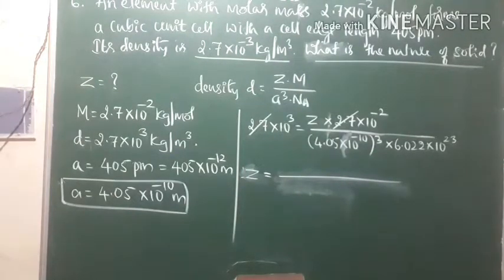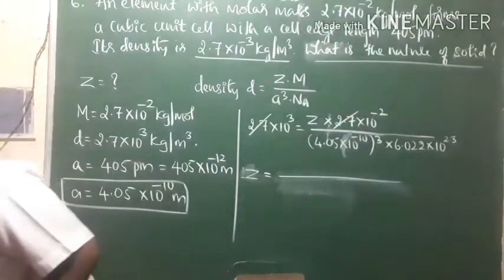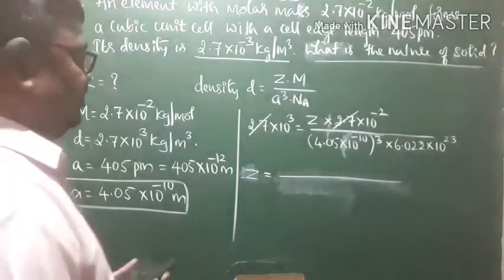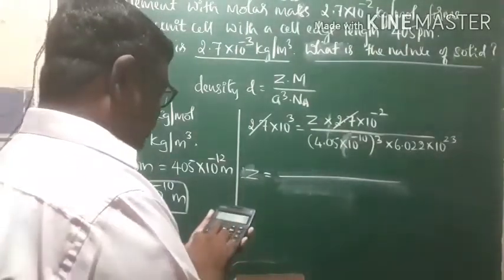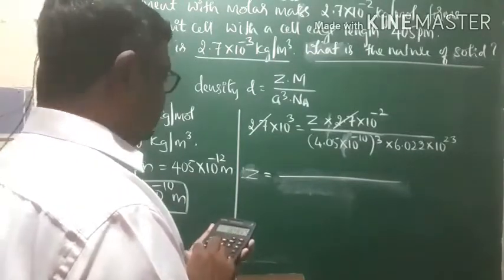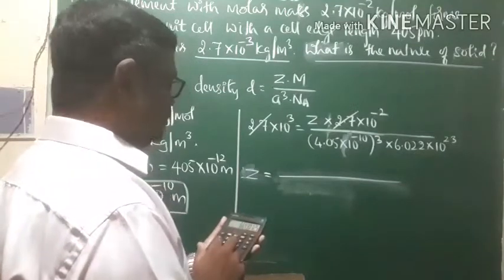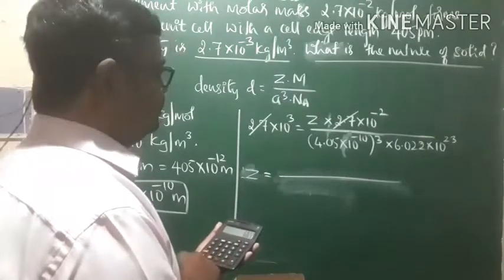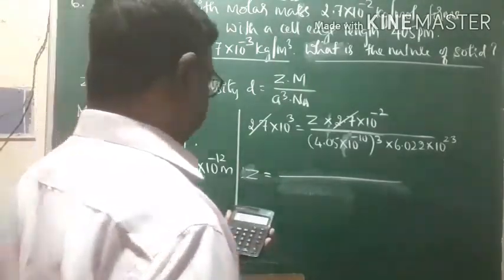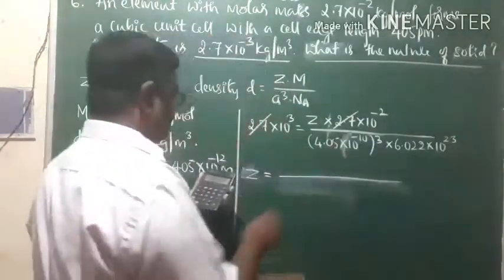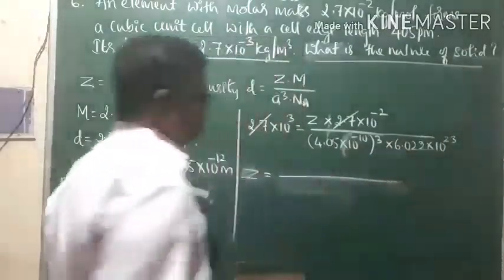So let us simplify that particular value there. You can make use of calculators, because it is also allowed in the board exams. Therefore you can make use of it. 4.05 whole cube into 6.022. I am multiplying 4.05 whole cube into 6.022.